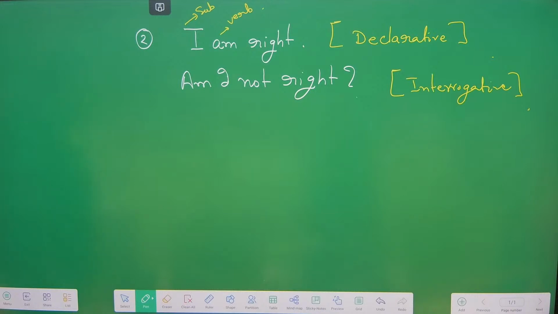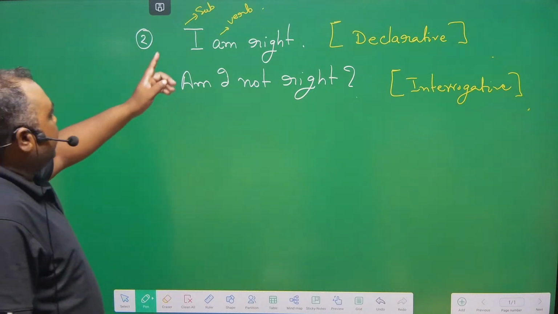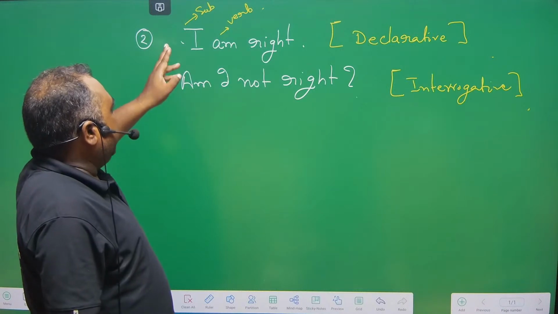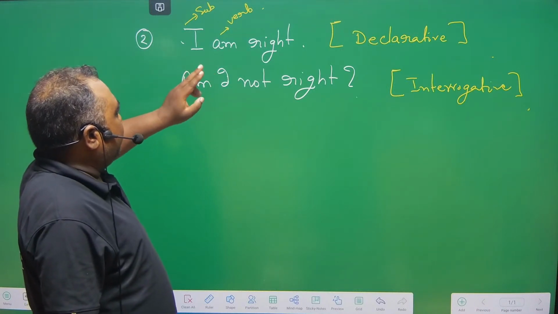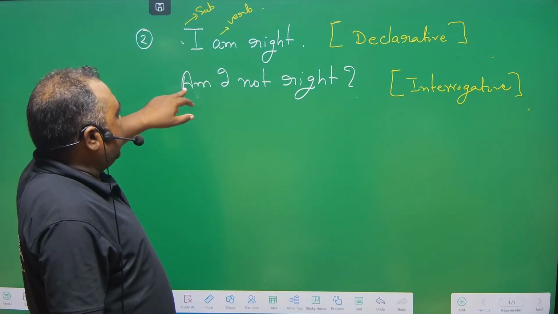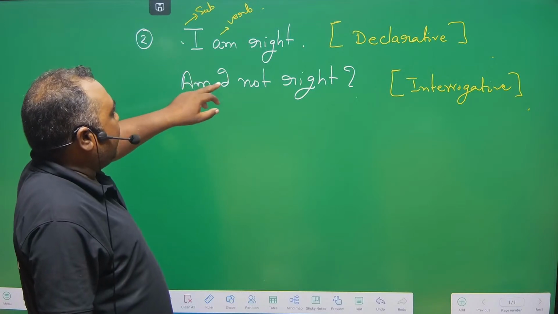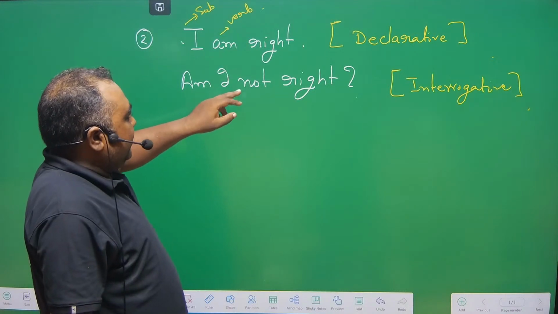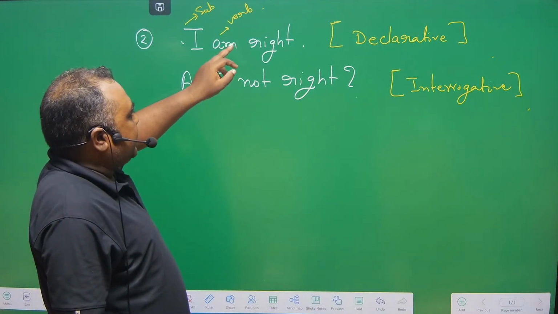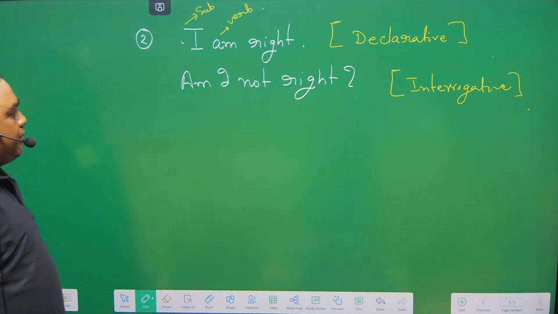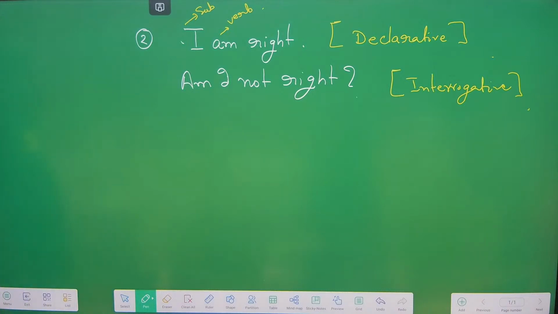Did you get my point, students? I am right. Subject, verb. Then how will we convert it into an interrogative sentence? We start it with the verb. Am I? Afterwards I add not, because no negative word is there in the declarative sentence. Am I not right? This is the interrogative form. I hope all of you got it well.